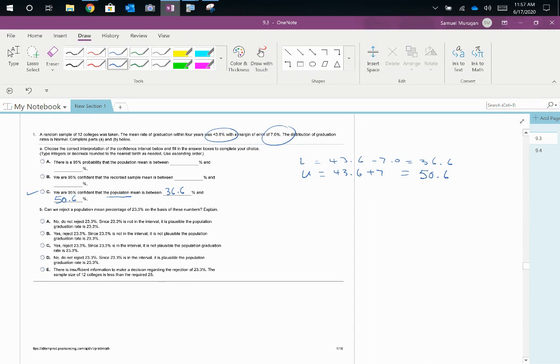Now, the second question is saying, can we reject the population percentage of 23.3? And I hope you guys can see right away, we can reject it because 23.3 is not between 36.6 and 50.6. So yes, we reject it. Not in the interval, not plausible that the graduation rate is 23.3%. Wow, you guys thought this was going to be so hard.